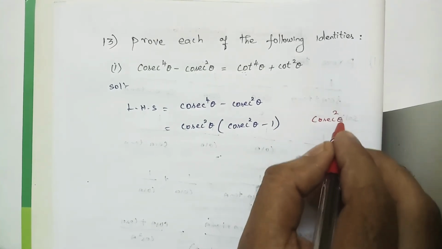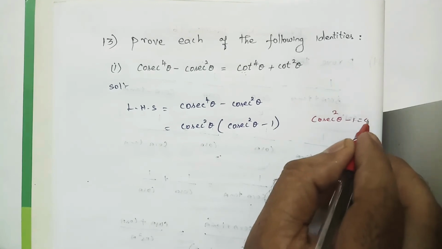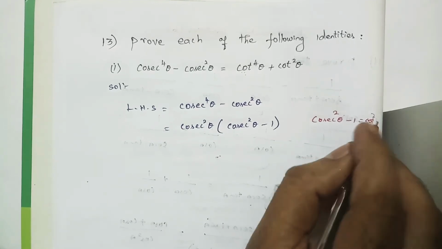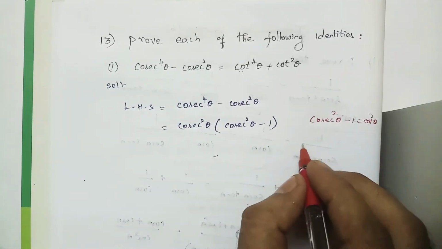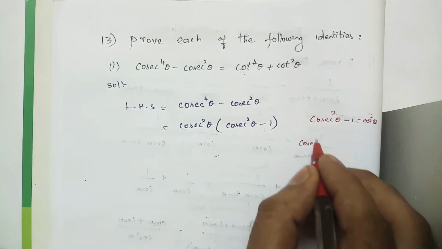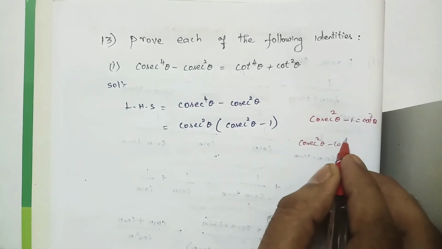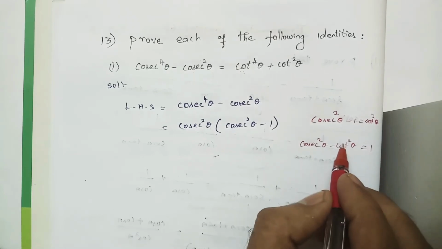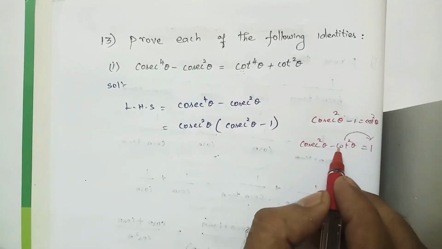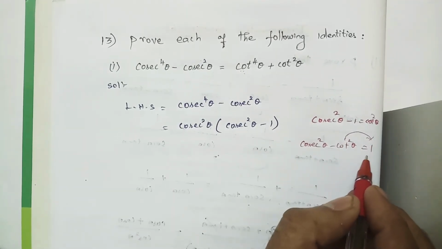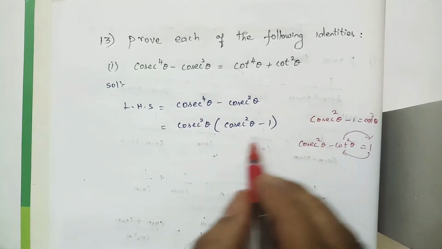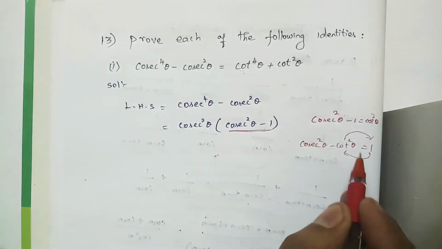Cosec square theta minus 1 is equal to what? Cot square theta. We know that, right? What is the identity? Cosec square theta minus cot square theta is equal to 1. I'm just taking this cot square theta to the RHS: minus cot square will become plus cot square, plus 1 will become minus 1. That is, cosec square theta minus 1 is equal to what we can write?